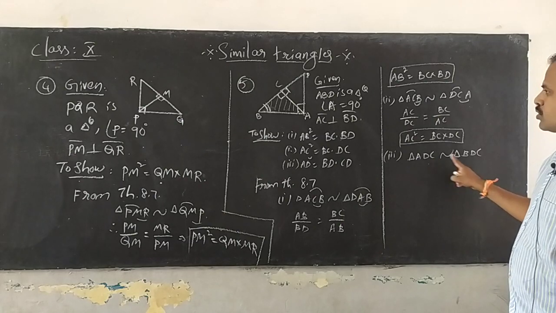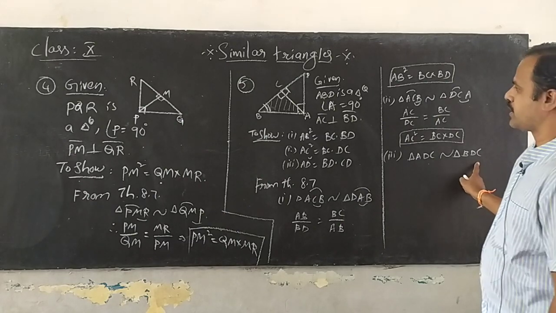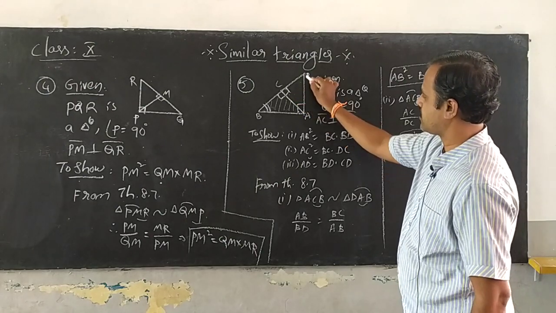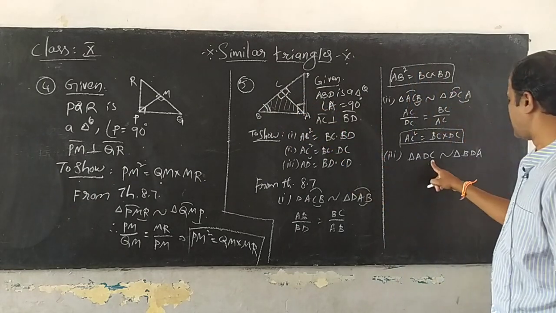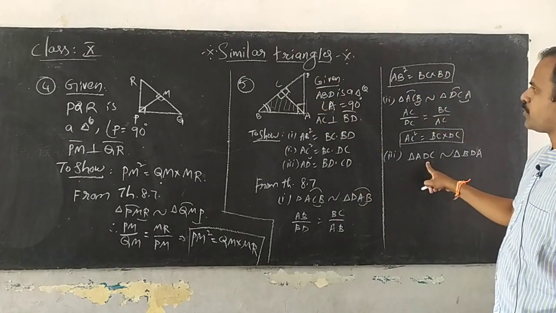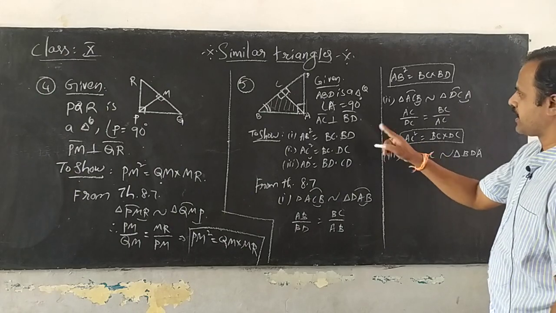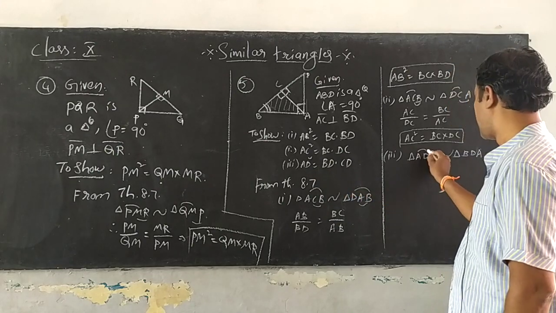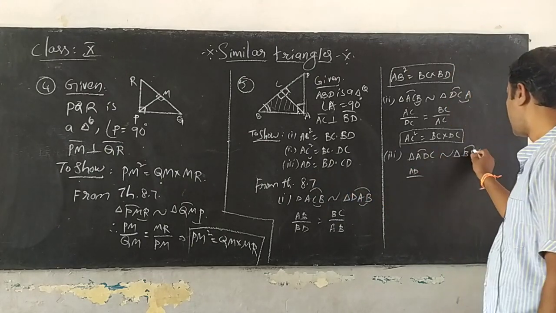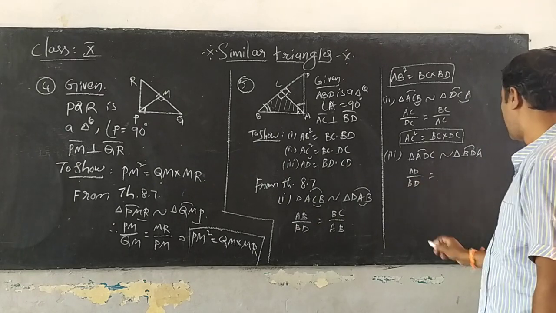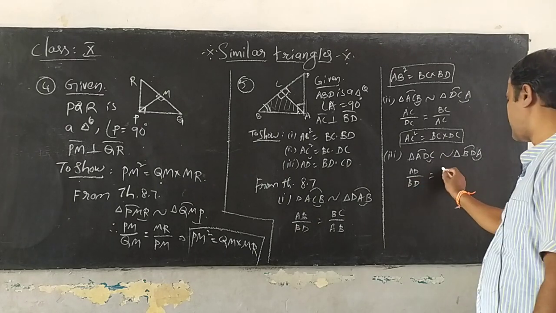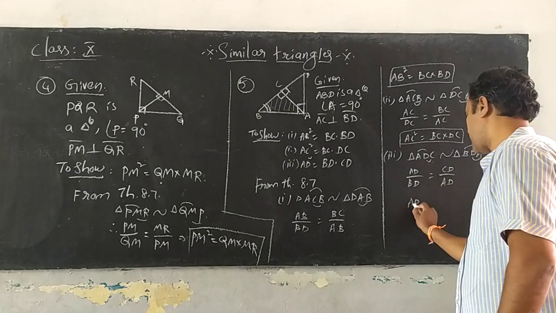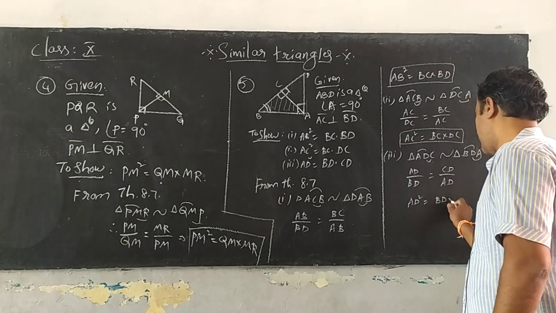90 degrees goes to what? Here you want AD square, so 90 degrees go to A. C is 90, and in the total triangle A is 90. So C corresponds to A, D corresponds to D because it is a common angle, and A corresponds to B. Now select AD: AD by BD is equal to CD by AD. Make a cross multiplication, you get AD square is equal to BD into CD.